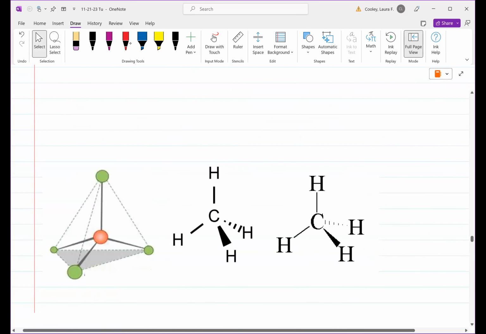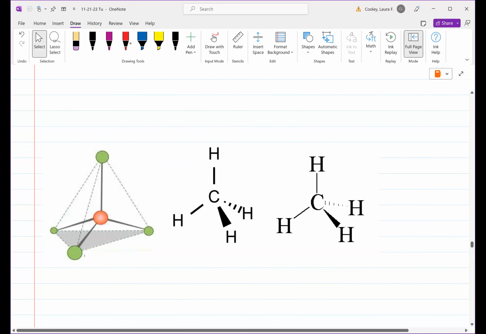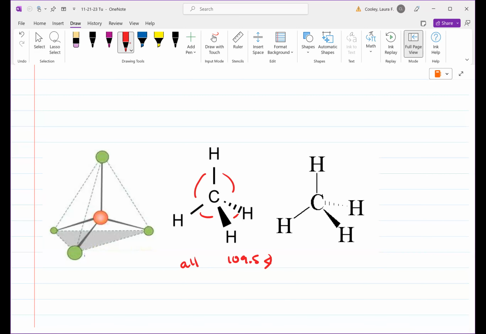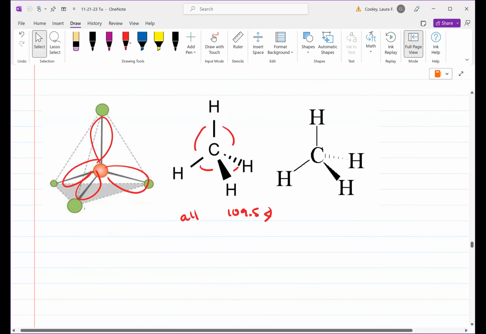So if we go and look at this, this is just more illustrations of the same thing. You can see it in slightly different ways. These angles are all 109.5. So they're a little bit bigger than a 90-degree angle. It's about 20 degrees bigger than that. So whenever you have 4 groups of electrons on the central atom, we call this the electron geometry, tetrahedral.